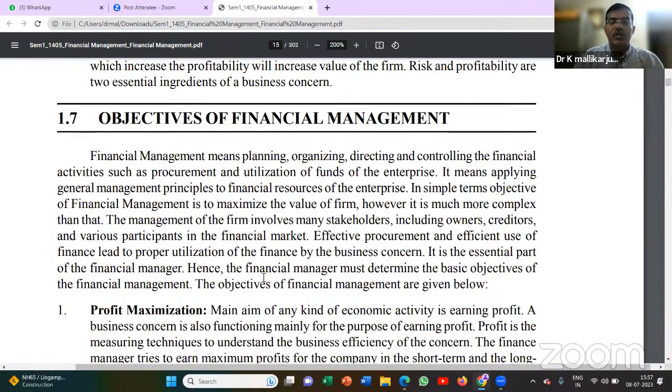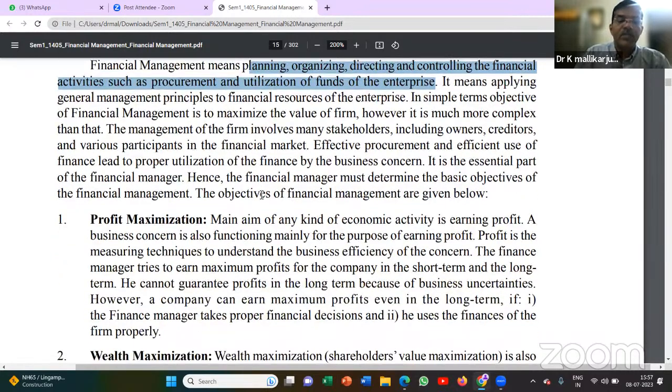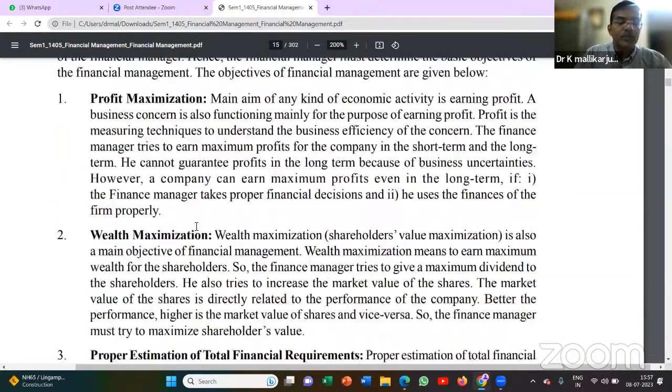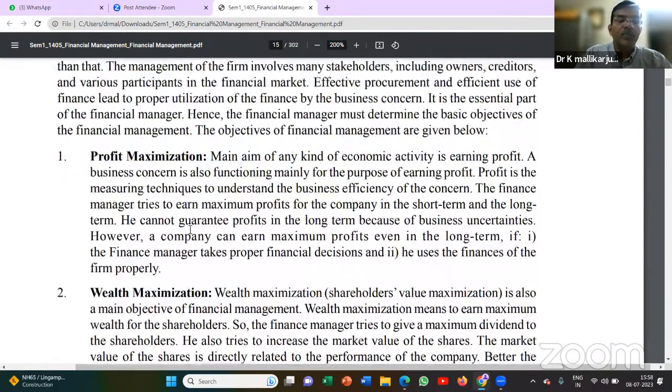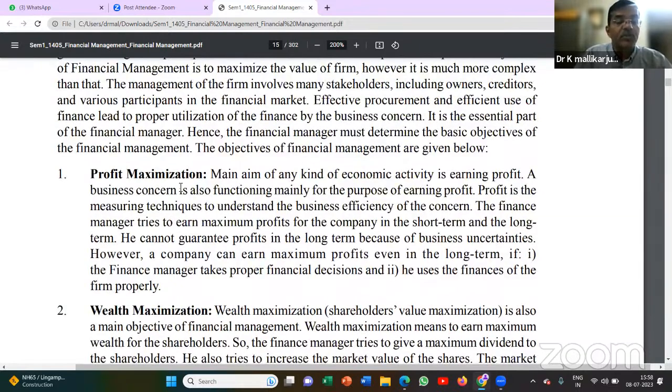So what are the objectives? What is the objective of financial management? What will financial management do? Financial management is the management that identifies the company's growth, how the company will grow. Financial management is planning, organizing, and controlling of financial activities such as procurement and utilization of funds of the enterprise. Here there are two objectives, maybe three or four, but the core objective is maximization of profits.